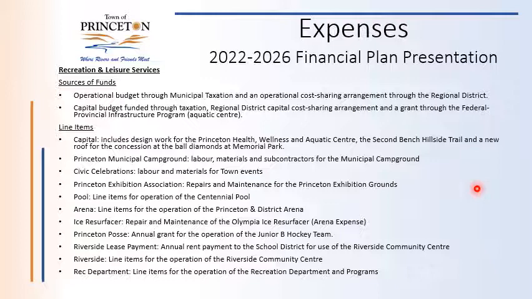And then it largely splits the budget into facilities. So we have a set of line items for the pool, a set of line items for the arena, and a set of line items for the operation of the Riverside Center.